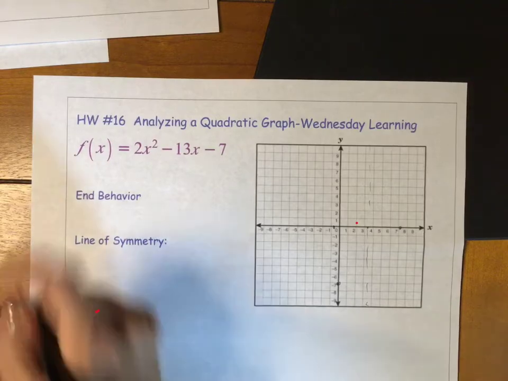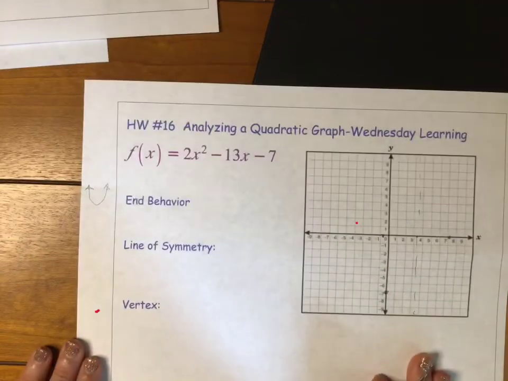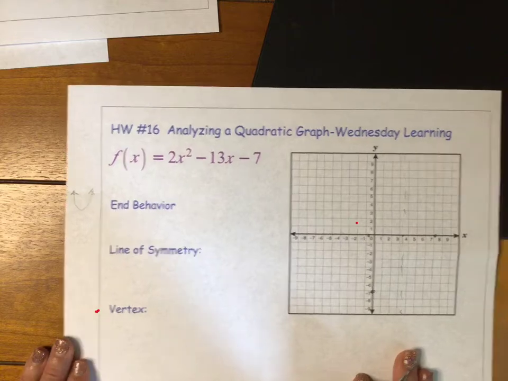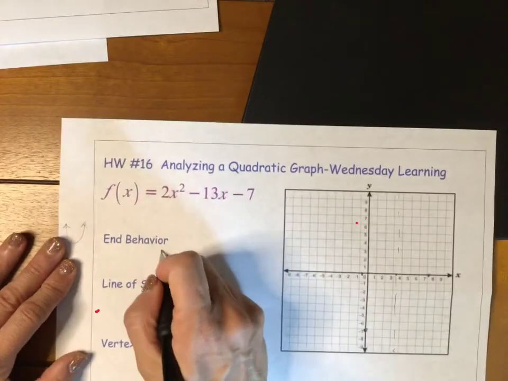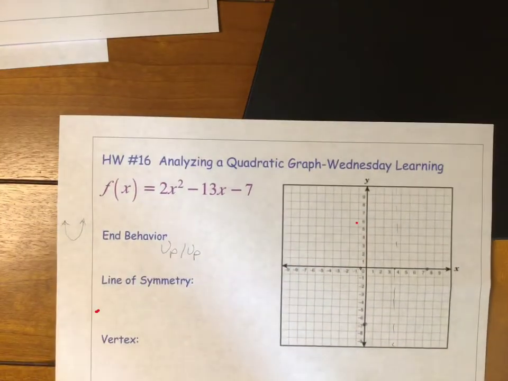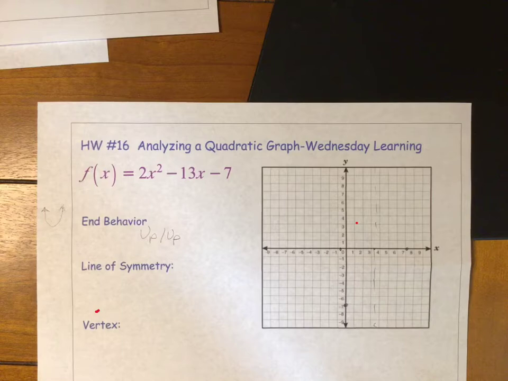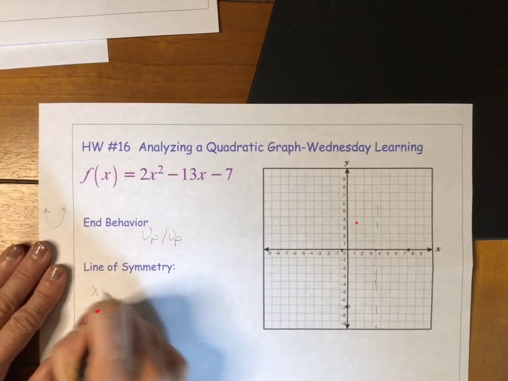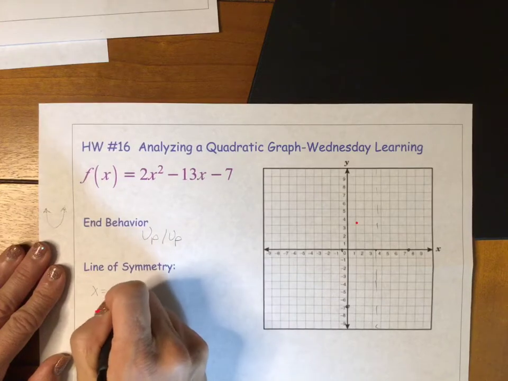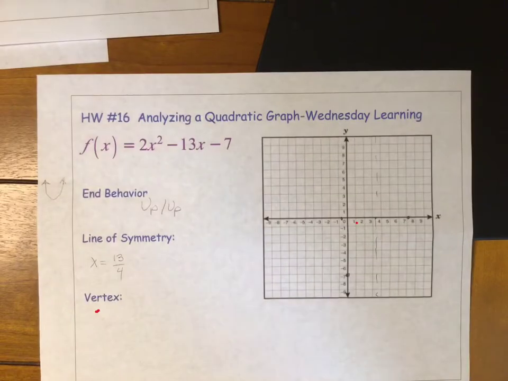Now we want to describe end behavior, and we already said that our graph is facing up. So in this case, our end behavior would have to be up, up. We already solved for our line of symmetry. We got x equals positive 13/4. And now it's just asking for the vertex.